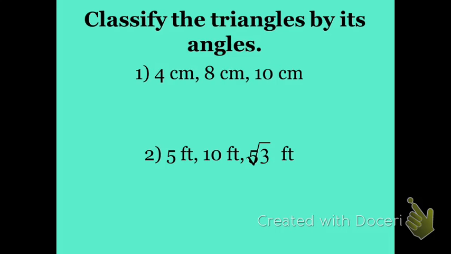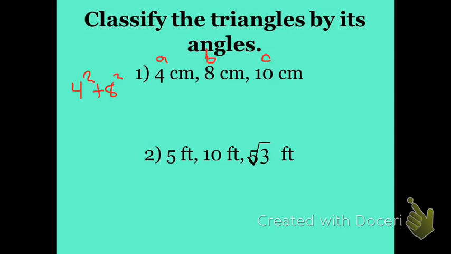So this first question right here, 4 centimeters, 8 centimeters, and 10 centimeters. Is that a right triangle, an acute triangle, or an obtuse triangle? So to test it out, we're going to take 4 squared plus 8 squared. So I know that 4 is A and B is 8 because C has to be the biggest side. So if you're given 3 sides in a row and you're asked to classify the triangle by its angles, you always take the biggest side and call it C, and the 2 other sides are just A and B.